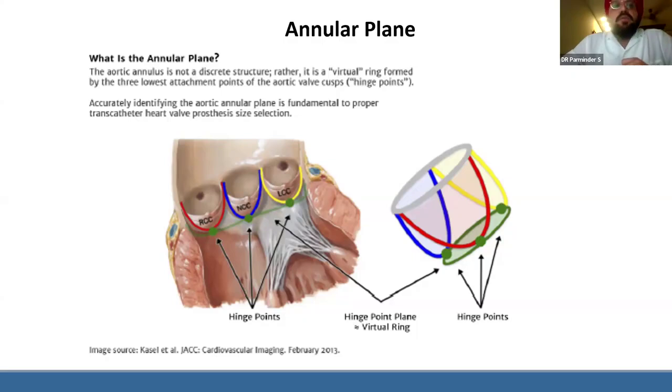So once we have acquired the data, the next thing is the annular plane. What is the annular plane? We all know that it's not a structure, it's a virtual structure actually. It's a virtual ring formed by the hinge points of the coronary cusps, right, non and left coronary cusp. It's the lowermost basal portion of these cusps. It's where we have to get down to take all these measurements of the annulus, which is important not only for selecting the size of the prosthesis, but also for positioning the prosthesis and to avoid other complications.